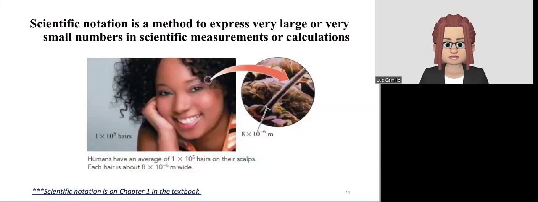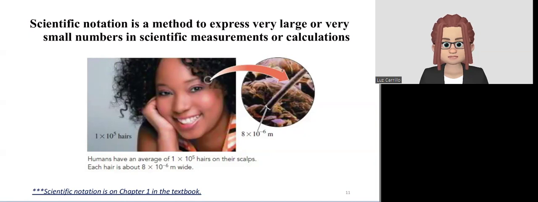In this video, we're now going to talk about scientific notation. As a note, understand that this concept of scientific notation is found in chapter 1 in the textbook. Scientific notation is a method that is used to express very large numbers or very small numbers in scientific measurements or calculations. If we look at the image of the slide, this is actually illustrating a person, and we are focusing specifically in their hair.